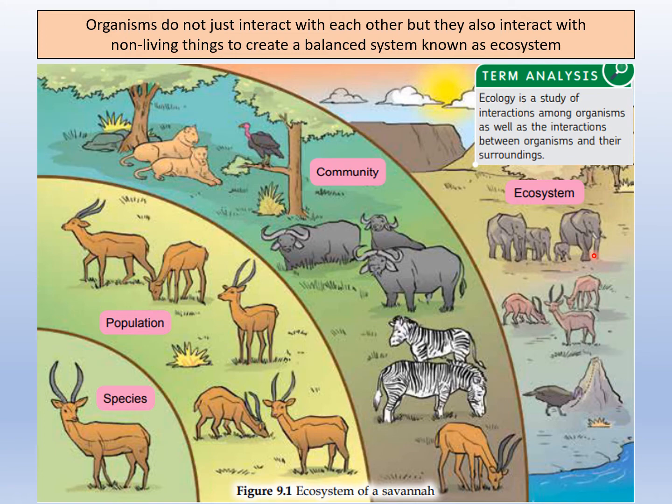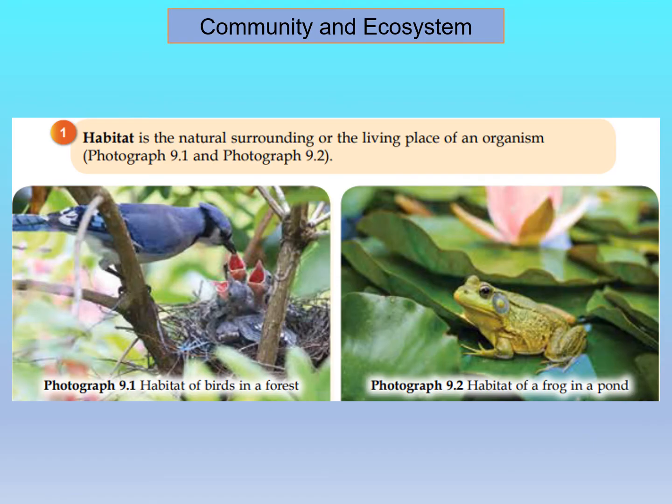Organisms do not just interact with each other, but they also interact with non-living things to create a balanced system known as an ecosystem. Actually, we learned about ecology. Ecology is the study of interactions among organisms, as well as the interactions between organisms and their surroundings. Habitat is the natural surrounding or the living place of an organism.